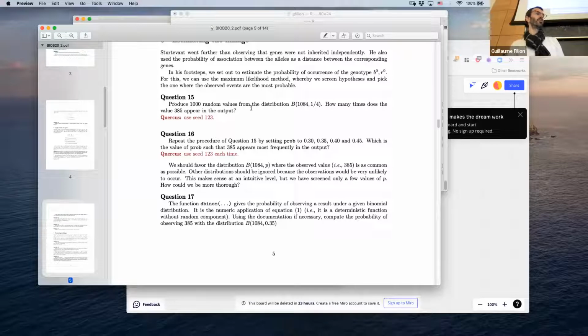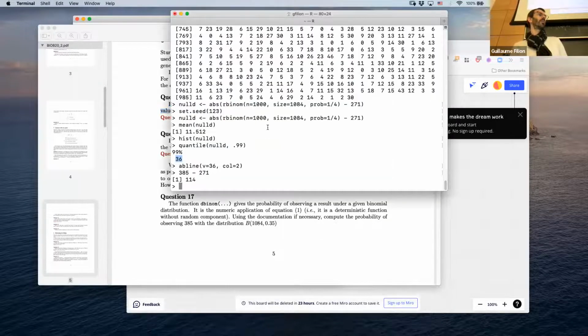Produce 1,000 random values from the distribution binomial 1084, 1/4. How many times does the value 385 appear in the output? So that here, we kind of just did it. That is the null distribution. Okay, you can do it again if you want, but we had this.